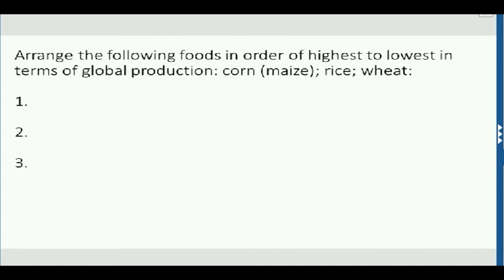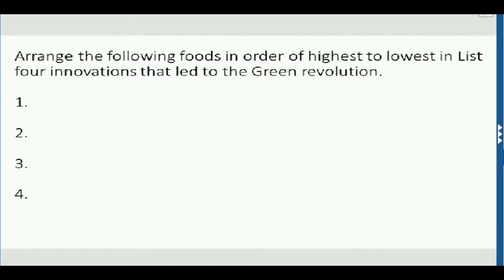So we're going to arrange these foods from highest to lowest in terms of global production. We have corn, then wheat, then rice.